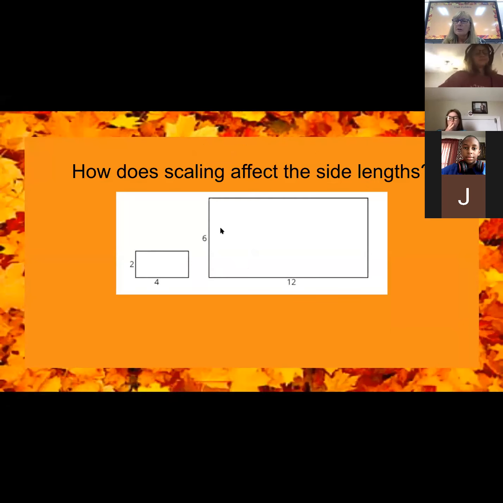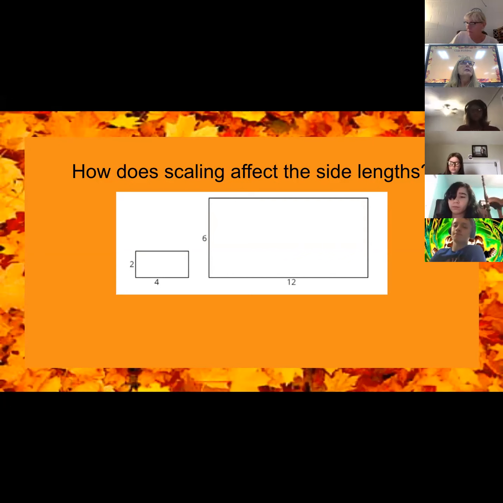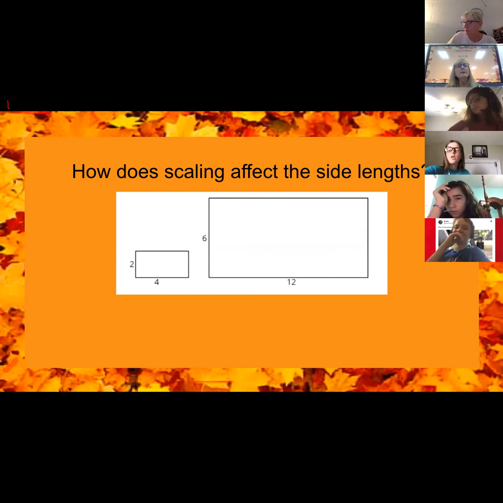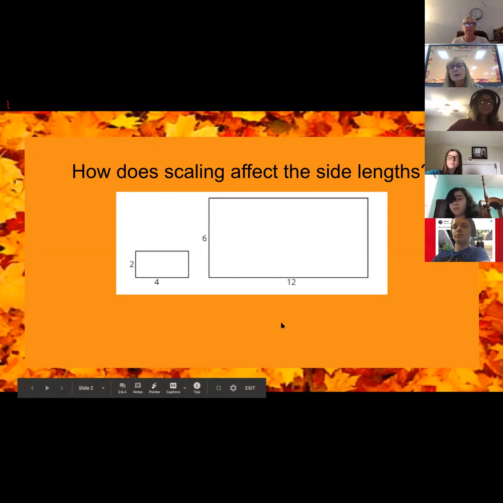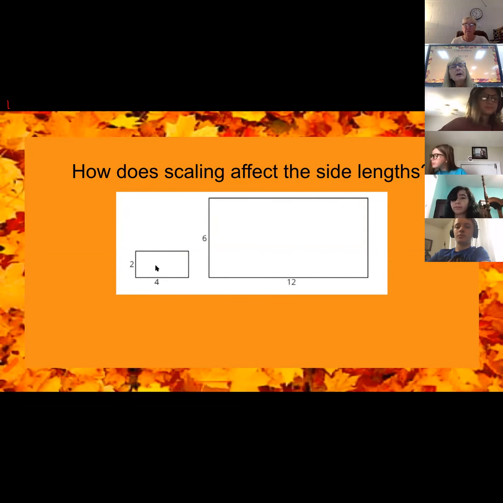So we've kind of talked about this. This is a different figure this time. How did scaling affect the side lengths of that copy? Did it add or did it multiply? Multiply, and they got bigger. So is the scale factor going to be greater than 1 or less than 1? Greater.